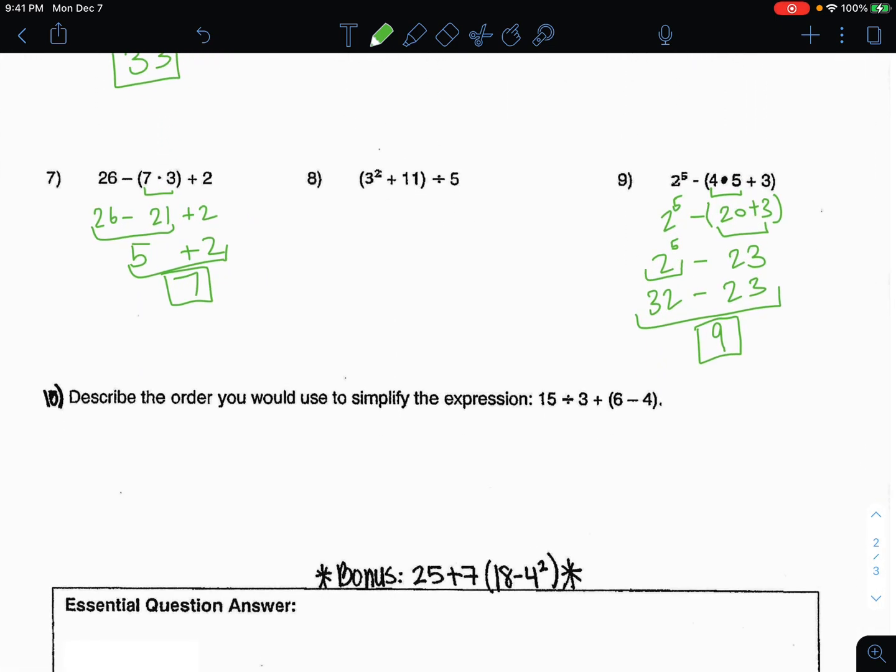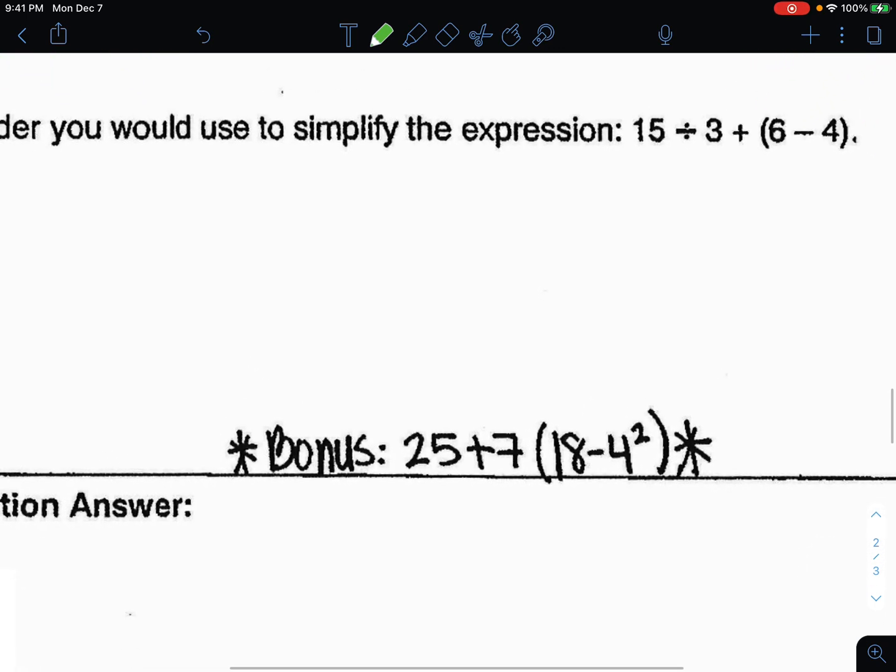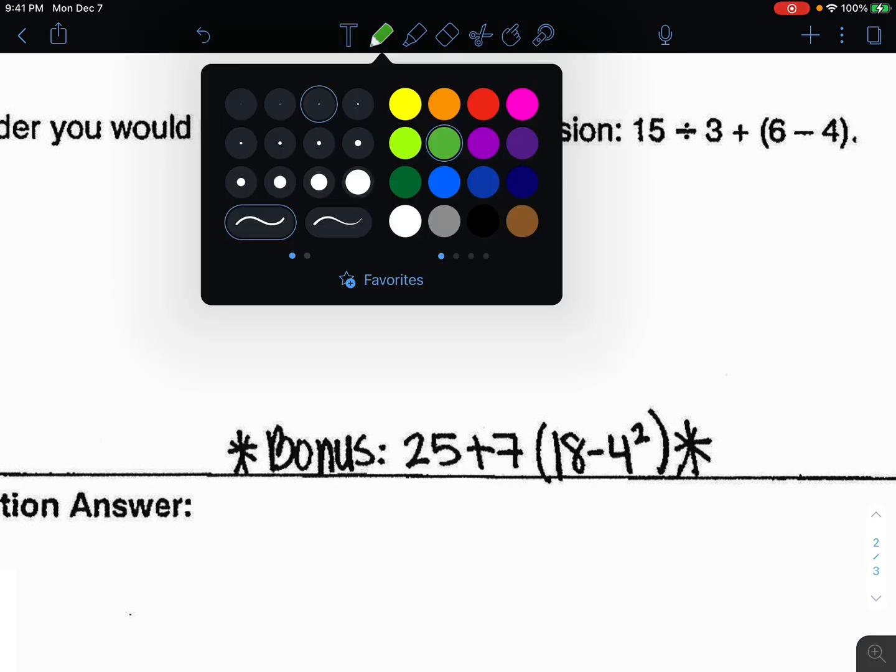Describe the order you would use to simplify the expression. For this question, they want you to, right next to what you're doing, write down whether you're doing parentheses or exponents or division or multiplication. And they also have this bonus question. Why don't we just go ahead and do this bonus question while we're at it? Since it's bonus, let's go with purple.